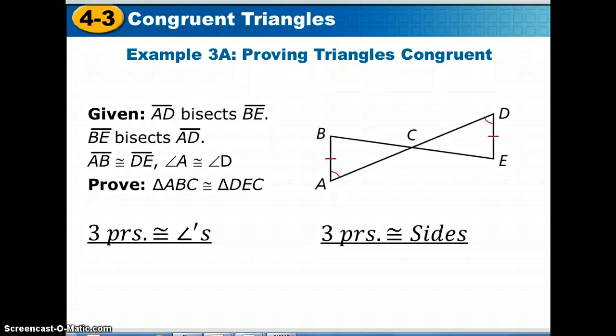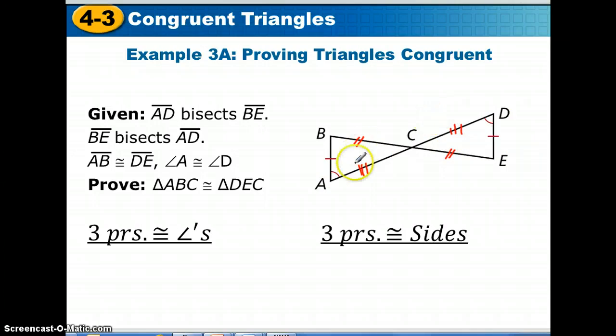So from the given information, we are going to figure out several different things. Like I said, from the given information, we know some different things here. AD bisects BE. Well, that means BC and CE have to be congruent. So I'm going to mark those on the diagram. And we're told that BE bisects AD, so these are congruent, just because of what a segment bisector means. Those are definition of segment bisectors that tell us that. We know AB is congruent to DE because they're given that way. And we're also given that angle A is congruent to angle D.